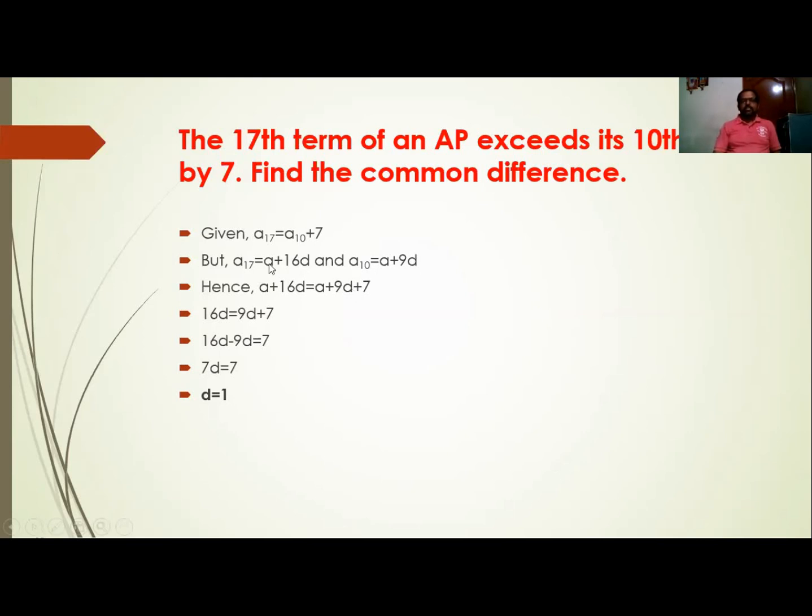Now using these two in the first equation, we have A plus 16D is equal to A plus 9D plus 7. From this, A will get cancelled from both sides, and collecting the terms of D together, we have 16D minus 9D, which is 7D, equal to 7. So 7D equal to 7 will give us the value of D equal to 1.